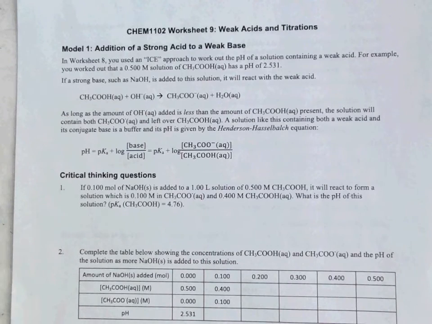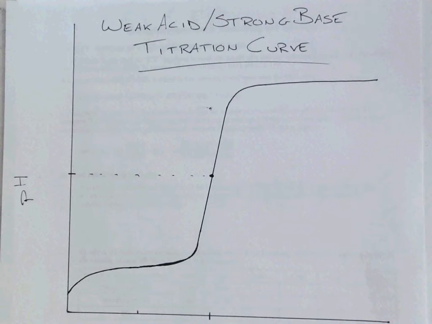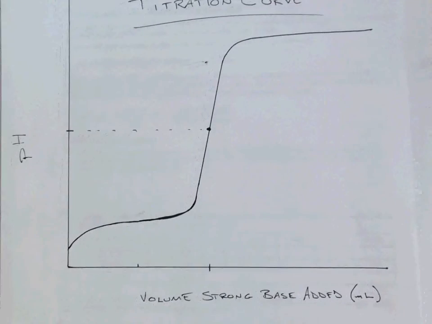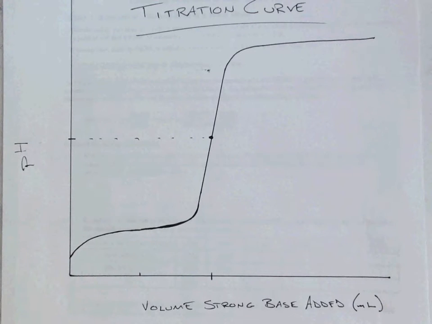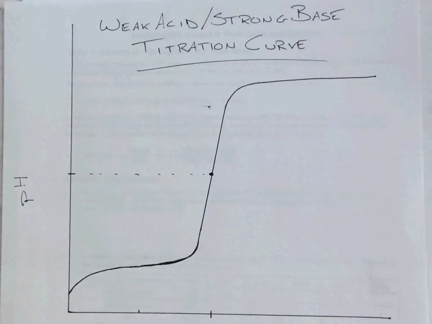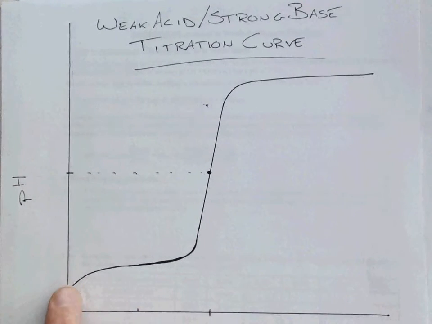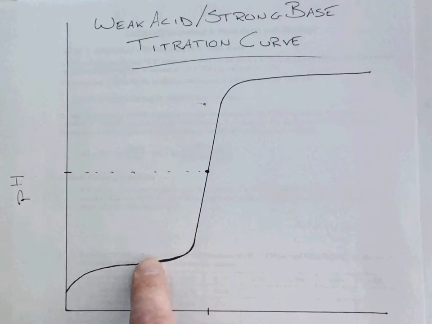Now, quick reminder. Here is a classic titration curve for a weak acid and a strong base. It's going to have volume of strong base added in milliliters as the x-axis and pH as the y-axis. I can tell it's an acid in the flask because the pH starts low. I can tell it's a weak acid because I have this hump here where the buffering is happening.